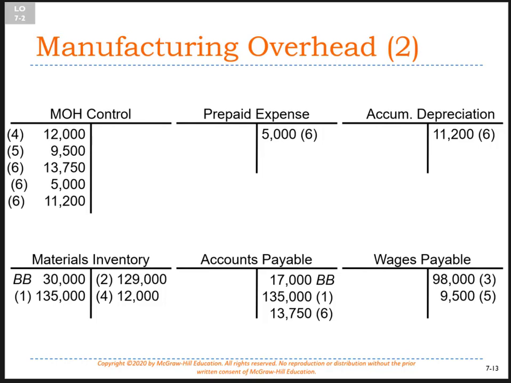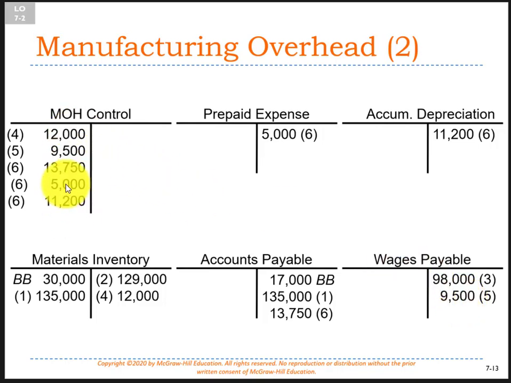Right now, these are the costs that go into overhead. The credits depend on what type of cost. So if you're using up insurance, you're going to credit prepaid. If you're using machinery, you're going to credit accumulated depreciation. If you're utilizing indirect materials, they're going to come out of your materials inventory with a credit. When you have your bills for utilities, that's going to be a credit to accounts payable. And then indirect labor is going to be a credit to wages payable.